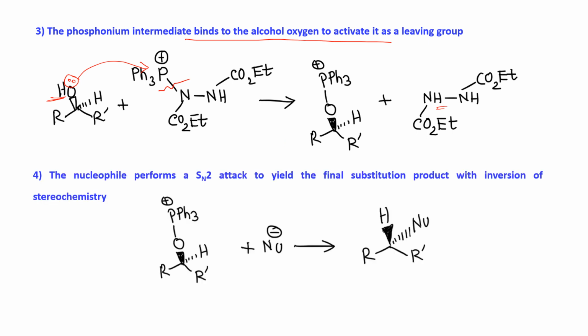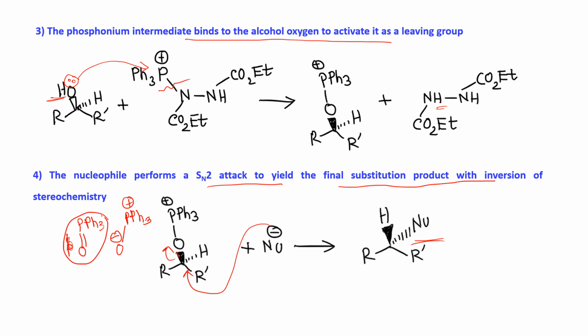In the final stage, the nucleophile, which was already generated in the second step, performs an SN2 attack. It attacks from the opposite side, which is why you can see inversion of configuration taking place, and this is the final substituted product. When the nucleophile attacks from the opposite side and this oxygen-carbon bond is broken, we get O minus and PPh3 plus. You can also write the structure as O double bond PPh3.